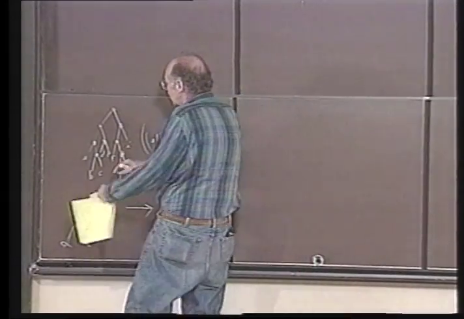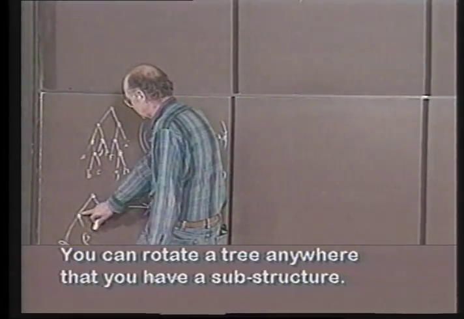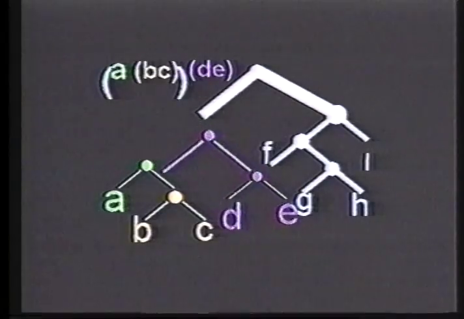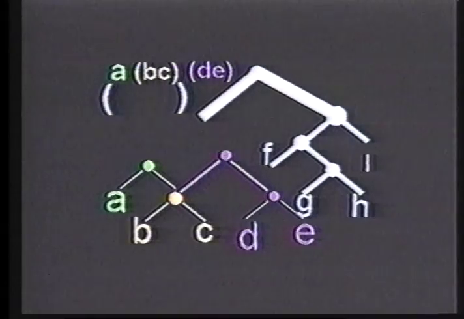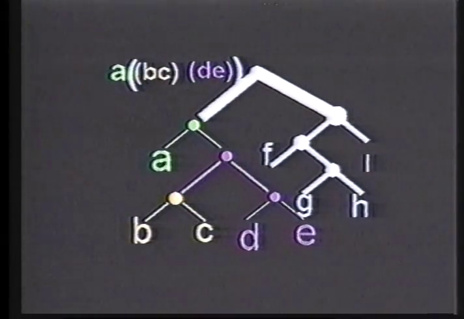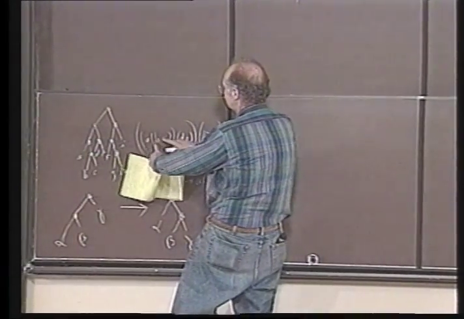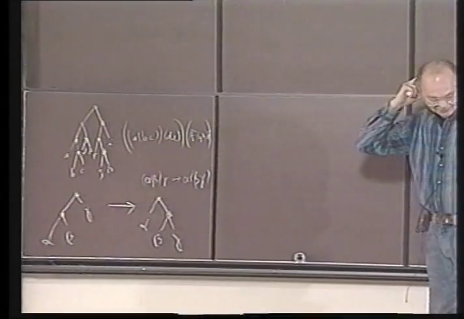So I could rotate almost anywhere in the middle of the tree, anywhere that I have a substructure. I couldn't rotate here because A is not a node. A is just a leaf. But if I wanted to rotate here, for example, then this one would come up, and this would move down. So what would happen? A would come up, and B, C would attach itself to this guy, and so on. That would be taking this part of the thing and putting the BC over with the DE, applying the associative law in the middle of the formula. So you don't have to apply the associative law only at the top.